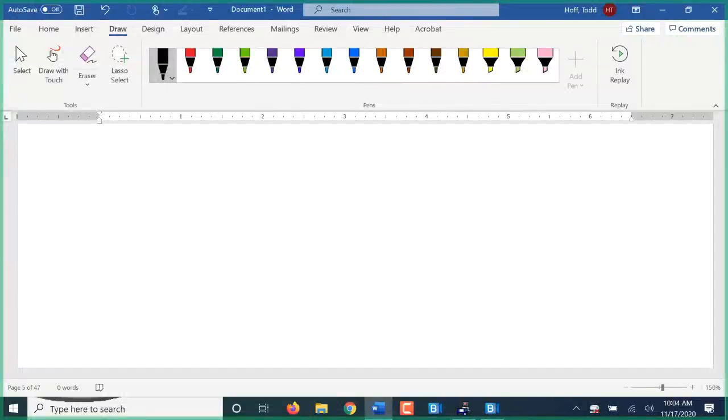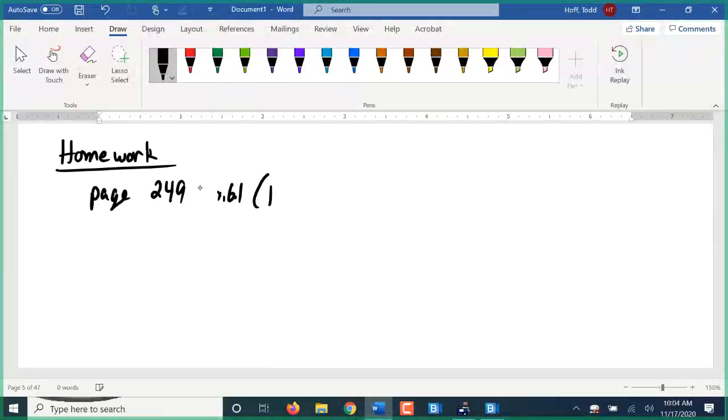Really, the only way to get good at these is to practice. So I wanted to make sure I gave you time here to practice. Our homework here today, out of the book, page 249, exercise 6.1. Try to make that legible.